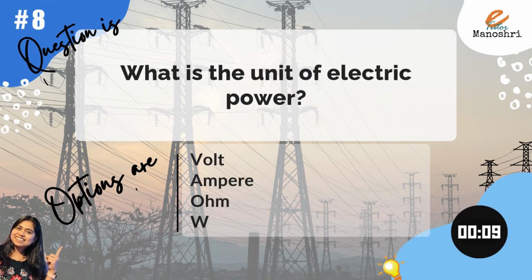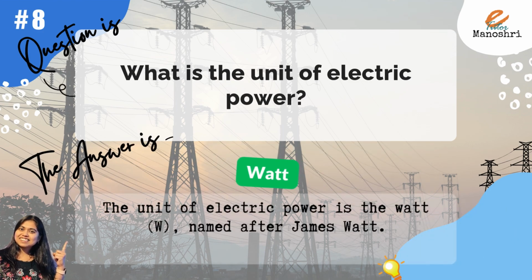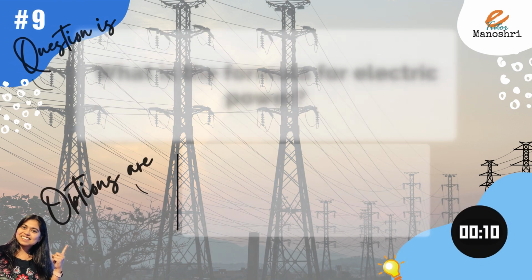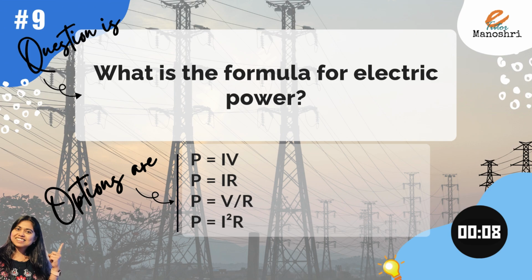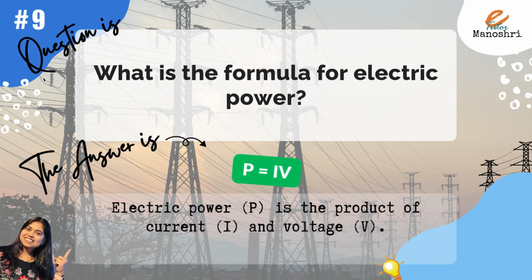What is the unit of electric power? The unit of electric power is watt. What is the formula for electric power? Electric power P is the product of current and voltage.